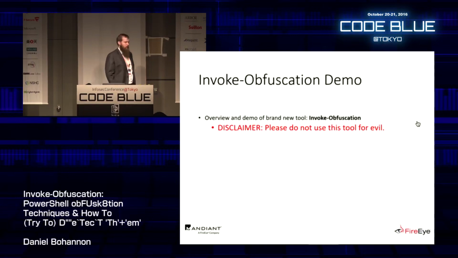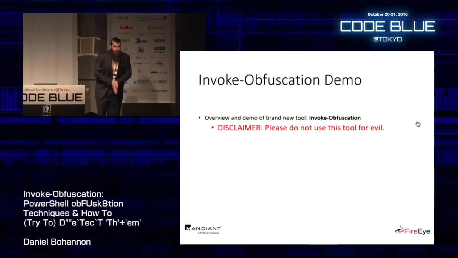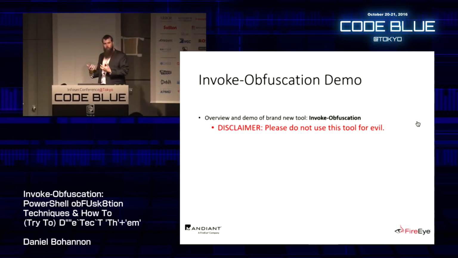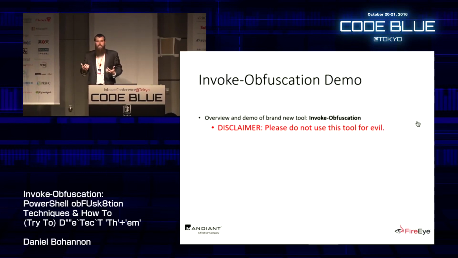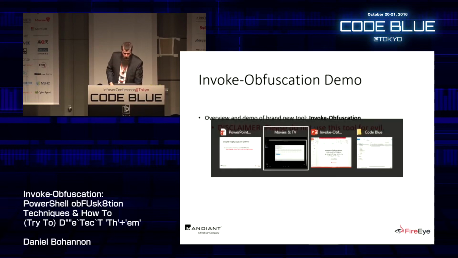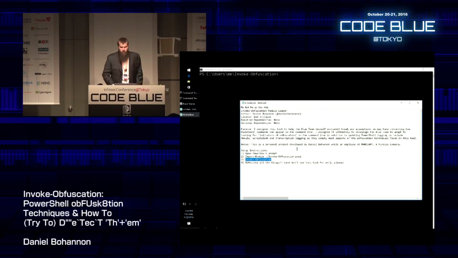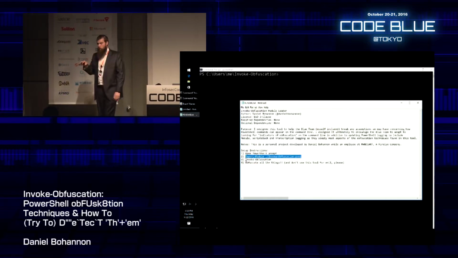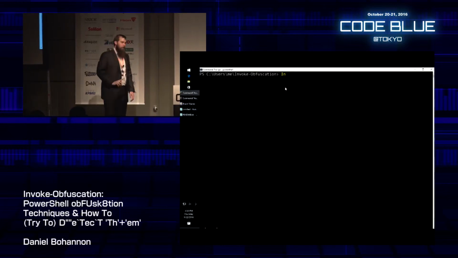All right. So let's look at a quick tool demonstration. My only disclaimer is please do not use this tool for evil. Again, I'm not a red teamer, I'm a blue teamer, and I hope this tool helps blue teamers to test your own detection of these techniques. So I'm going to switch over to that now. And again, this is open source, it's available on my GitHub. I actually just last night released version 1.2 specifically for Code Blue, and it introduces a new obfuscation type.